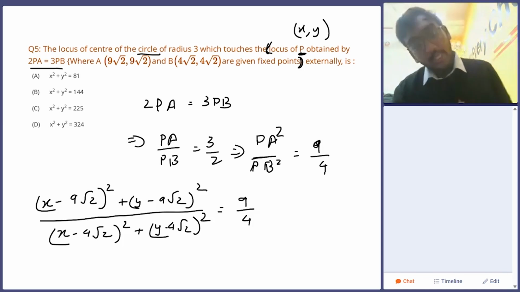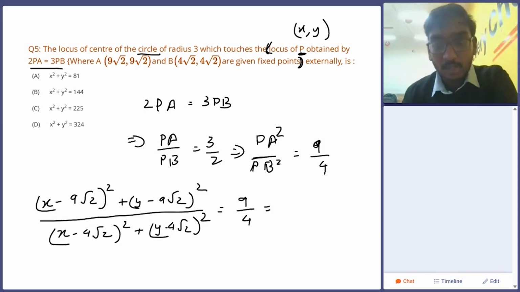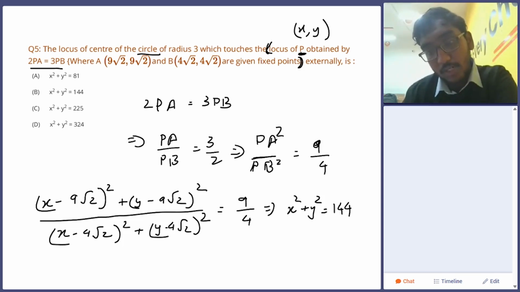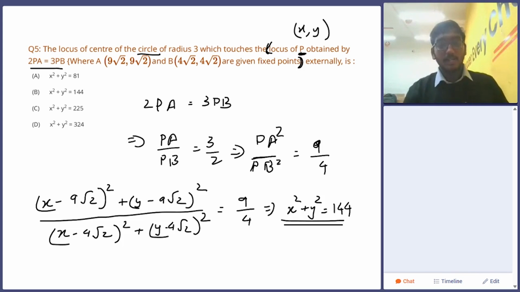By rearranging, the irrational parts, the irrational coefficients, will get cancelled. So we'll be left with only x² and y² terms. We'll get an equation something like this: x² plus y² equal to 144. By just cross multiplying, we'll get this expression. There will be some 2ab term here, here also, and in the denominator also. When you cross multiply, all those terms will get cancelled, and you will be left with this expression alone, that x² plus y² is 144.